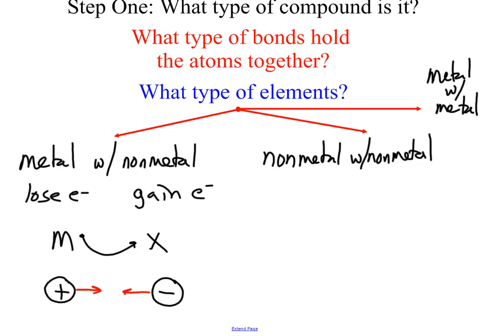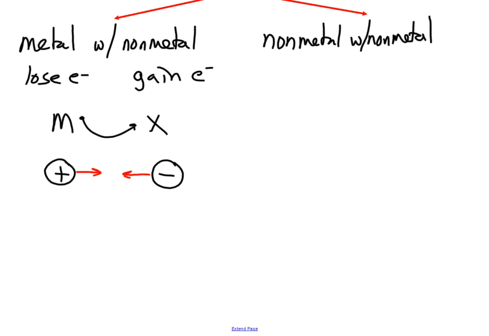Positives and negatives, hopefully we've learned from science courses prior, will attract. This attraction between the positive ion and the negative ion is called an ionic bond. So the bonding that happens between a metal and a nonmetal is called an ionic bond. Notice that when we form an ionic bond, we are also forming ions. That's an important point for us to realize.